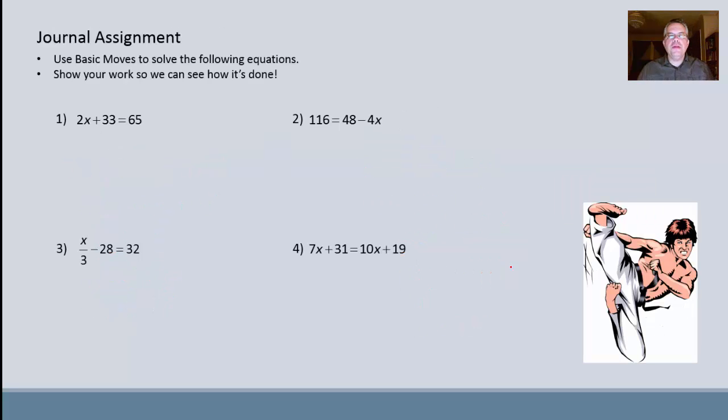All right, that brings us to today's journal assignment. We have 4 equations here, and I want you to solve them by using basic moves. If you want to solve them by backtracking on the side so you know the answer and that you're getting it right, that's fine. But show your work using basic moves and show me that you know how to do these.